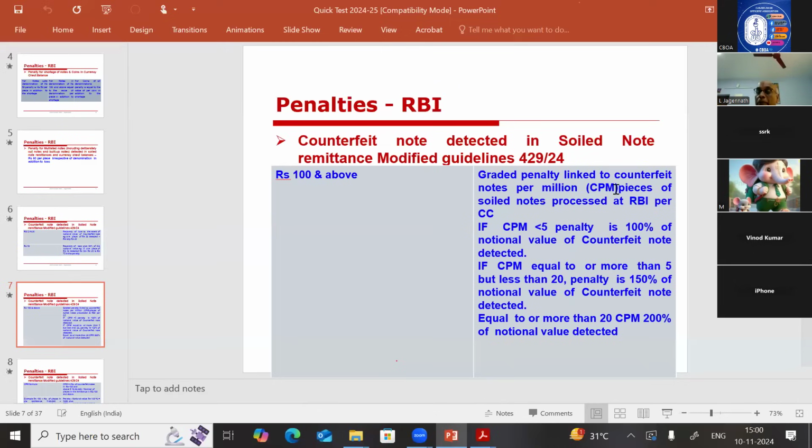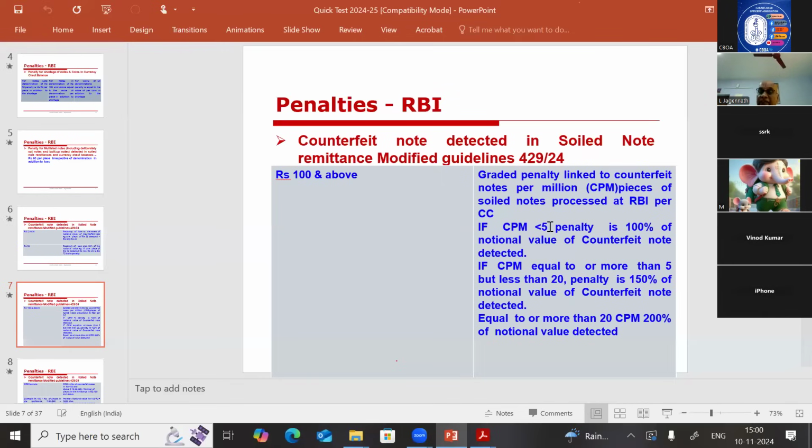Counterfeit notes per million pieces of soiled notes processed at RBI per currency chest. CPM is counterfeit notes per million pieces of soiled notes processed at RBI per currency chest. The penalty with regard to counterfeit notes deducted in the soiled note remittance of rupees 100 and above is linked to CPM. So if the CPM is this much, this is the penalty.